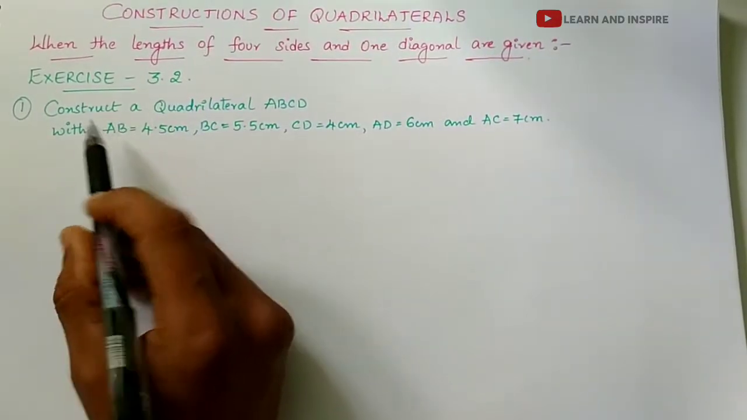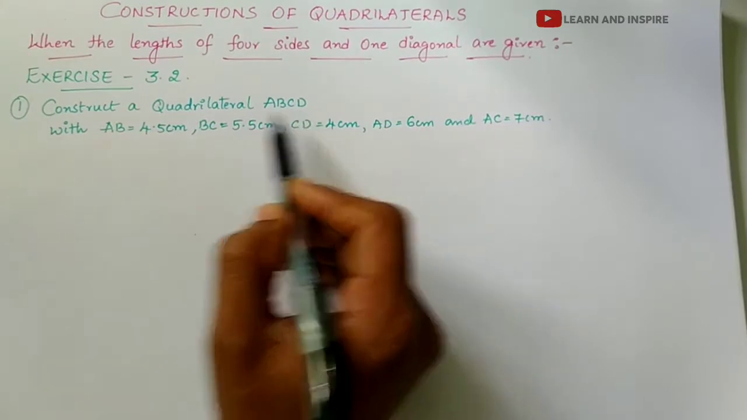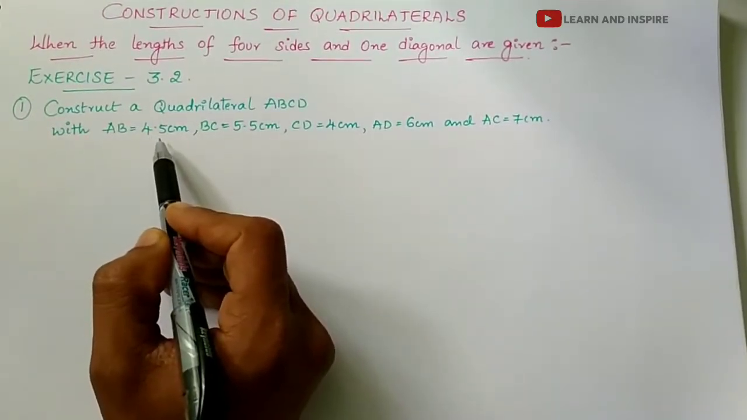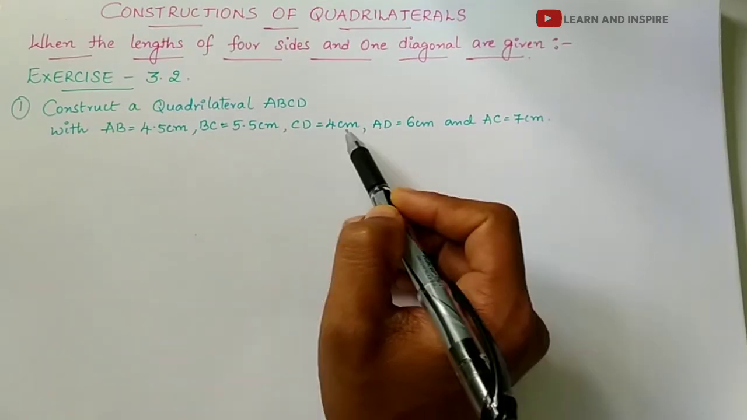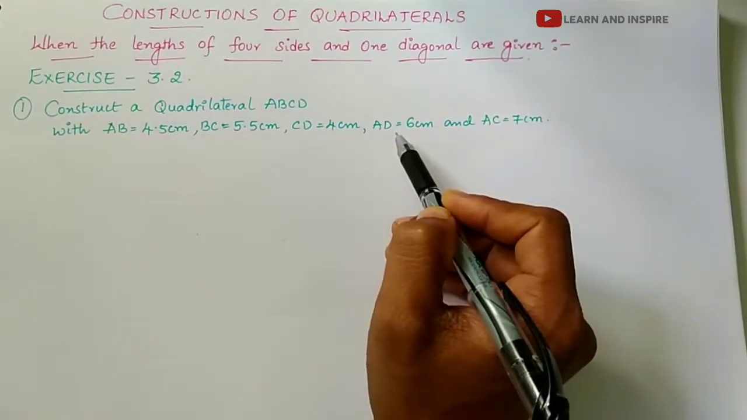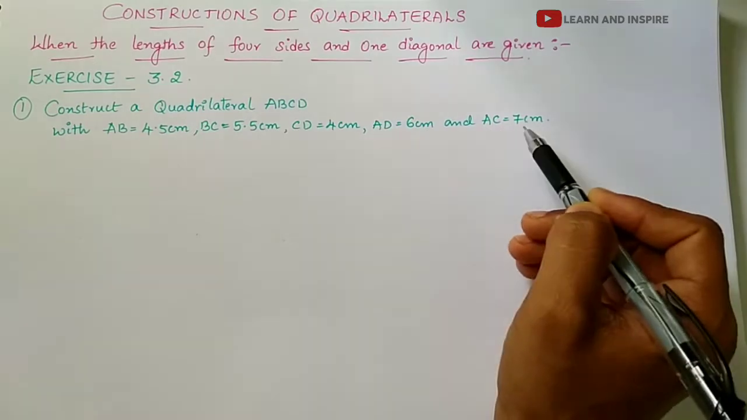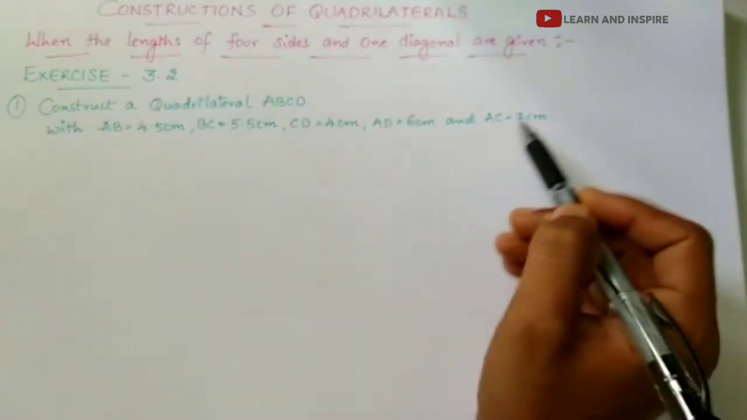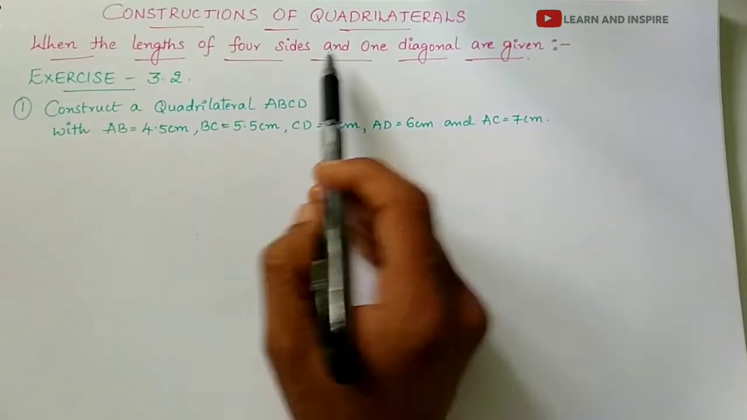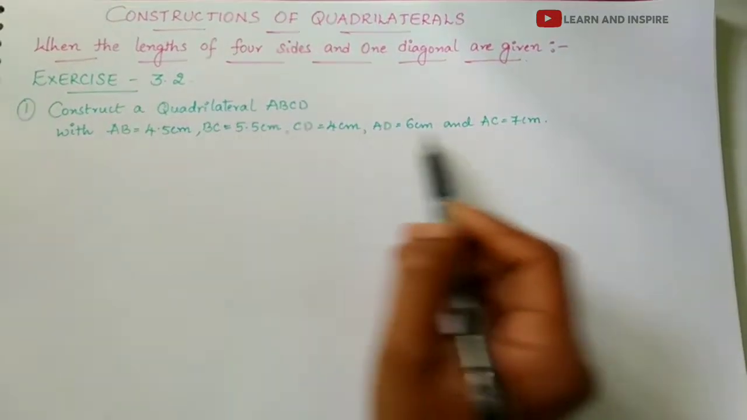Here is the first question. Construct a quadrilateral ABCD with AB equals 4.5 centimeters, BC equals 5.5 centimeters, CD equals 4 centimeters, AD equals 6 centimeters, and AC equals 7 centimeters. So these are the measurements to construct four sides and one diagonal. So all the sides are given.